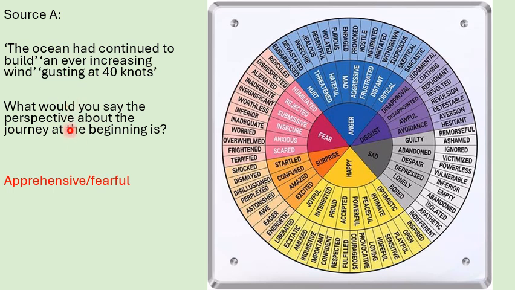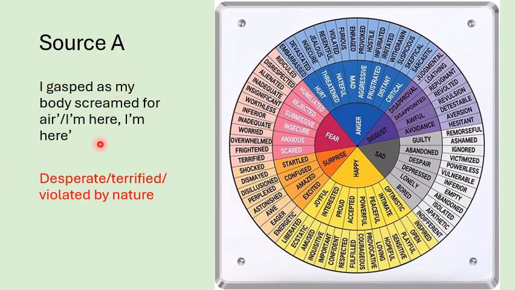Okay, so I've already picked some of the quotations here. The ocean had continued to build, an ever-increasing wind gusting at 40 knots. And we might think that that shows apprehension or fear. I think that's an important quotation. I gasped as my body screamed for air. And that isn't just being bad, is it? It's desperation, it's being terrified, it's feeling violated by nature, okay? It's panicked and stuff like that. Want to be precise with it.